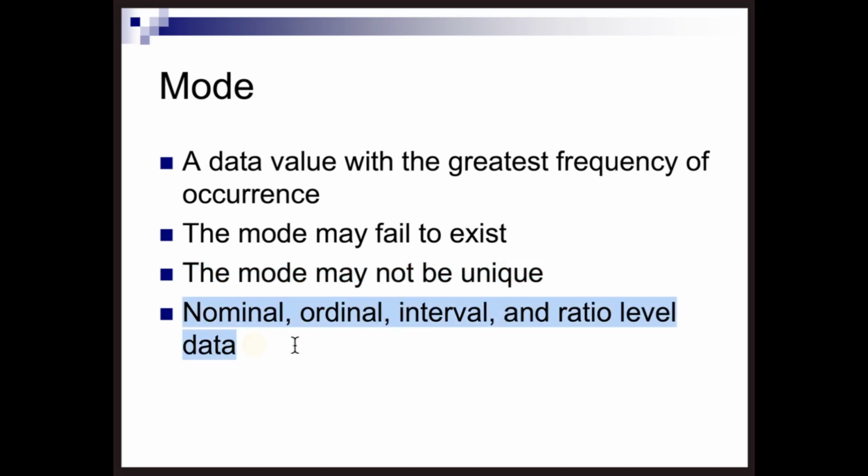One of the advantages of using the mode is that you can use it as a measure of location for data at all 4 levels: the nominal level, the ordinal level, the interval level, and the ratio level. However, as you move up from lower data levels to higher data levels, it's more likely that you're going to run into one of these kinds of problems. Typically, the mode failing to exist would happen as you move up to interval level or ratio level data. So those are some characteristics of the mode as a measure of location.